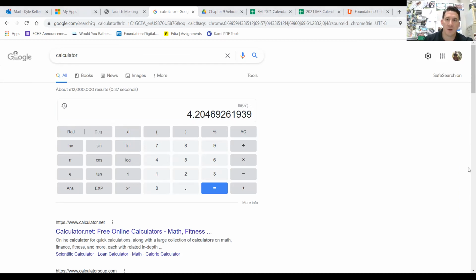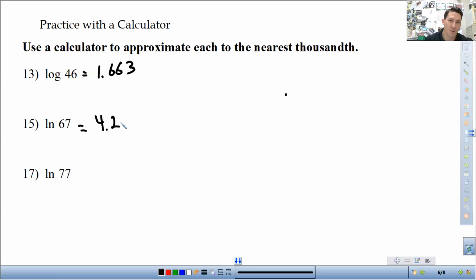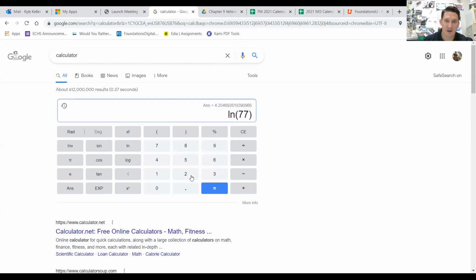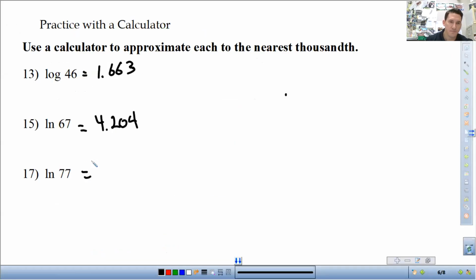So let me make sure I'm sharing my screen. So 4.204. And then we'll do one last one. ln of 77. Natural log of 77. So that's the ln button, 77. That is 4.344. We'll round it to 4.344. So that should be pretty easy to approximate with a calculator.